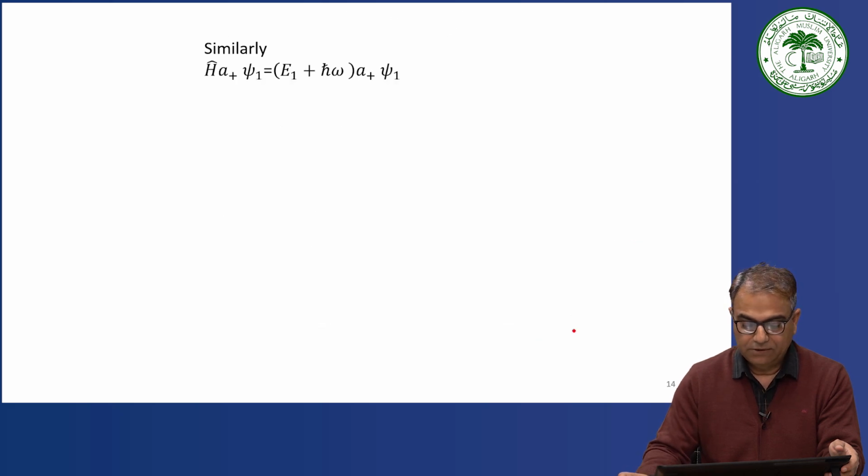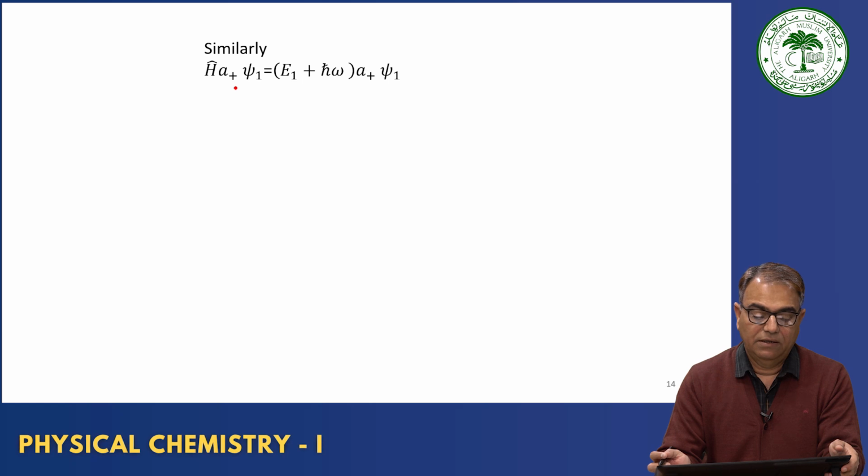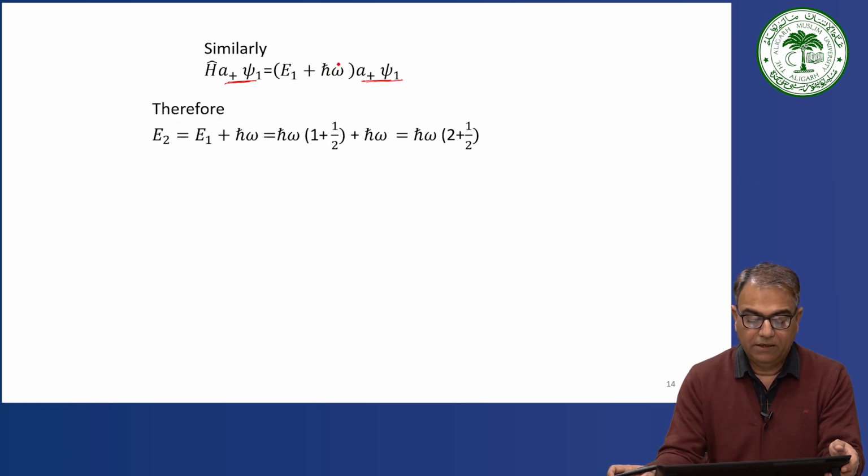Similarly, if you use a plus on psi 1, and you use a plus psi 1 as the function, then what you get? You should get E1, because psi 1 is here, and then one step above, ħω in eigenvalue. Therefore, E2 will be E1 plus ħω, so it will be ħω (2 plus half). So it will be ħω times 2 plus half.